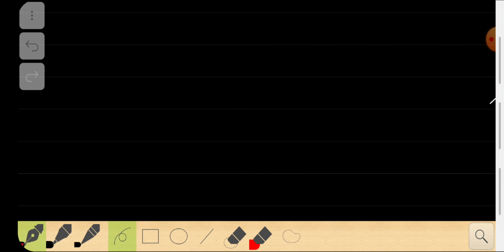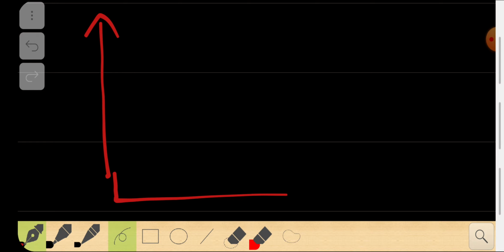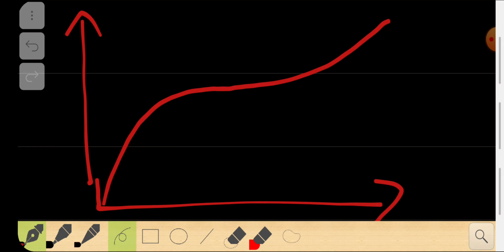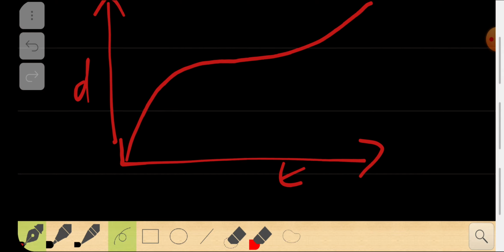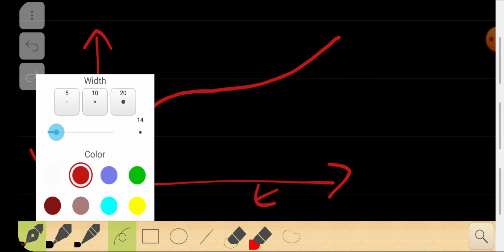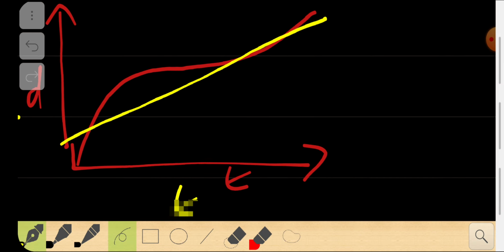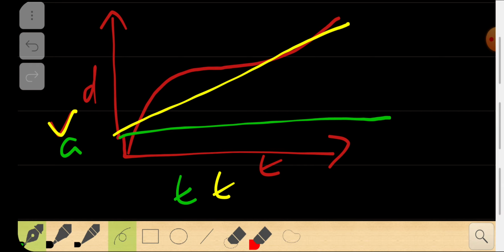Now if you look at these three curves, you will find that the displacement versus time graph looked something like this. Now the velocity time graph, if I draw it in the same plot itself, will look like that. And the third one, acceleration versus time, looks like a constant. So that's how these three graphs look.